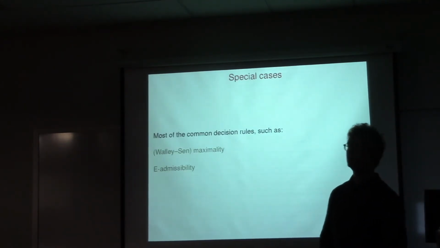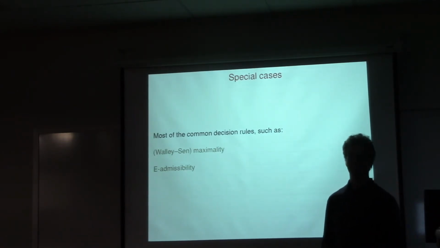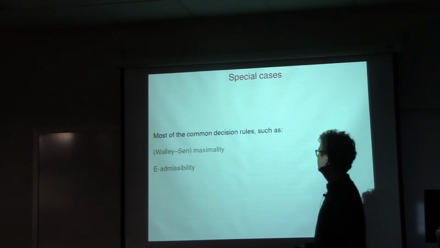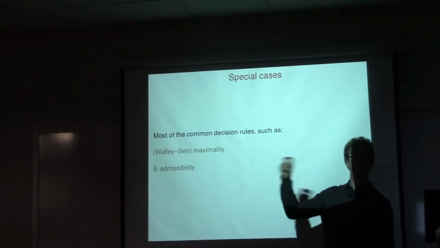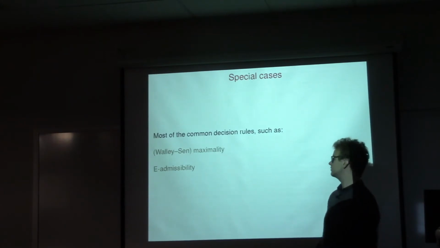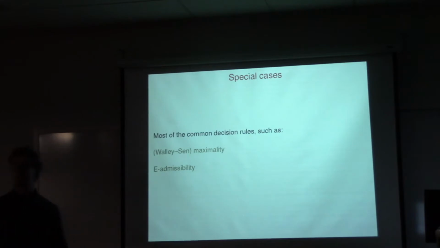Choice functions, they include many or most of the popular decision rules extant in literature. For instance, it includes Walley-Sen maximality. That's actually an instance of the C of D before. And also it includes E-admissibility. And E-admissibility, that's, imagine you have a set of probabilities. Then the E-admissible options are those options that for at least one probability in it has the highest expectation.